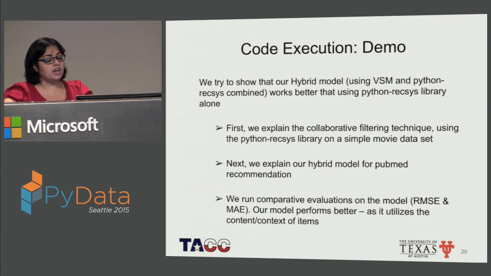So we run comparative evaluations on the model; we will run root mean square error and mean absolute error. These two try to measure error: the less the error, the more correct your model. Root mean square error gives you accuracy of your model. Mean absolute error gives you accuracy of your prediction. So the lower these numbers, the better, because those are errors, and the better your model works. So we'll try to see.